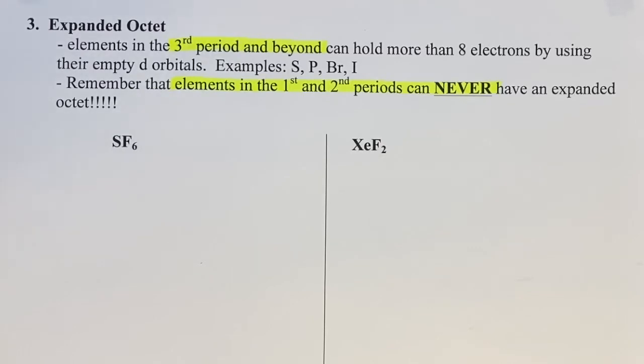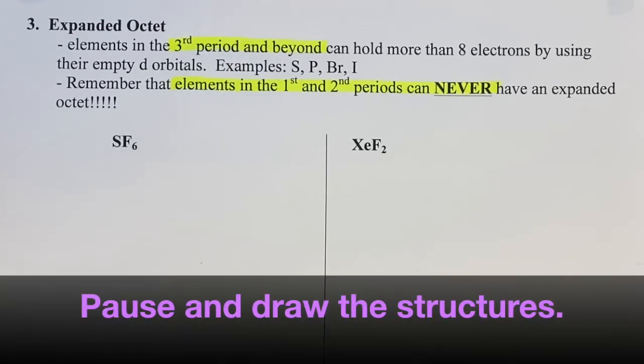The first two examples involving expanded octets are sulfur hexafluoride and xenon difluoride. These examples follow all of the rules for Lewis structures as we have already laid them out. What I want you to do is pause the video and draw the structure of these molecules. Follow the rules for Lewis structures as we've already discussed them, and draw these two structures by following all of those rules. Calculate all of your formal charges as well.